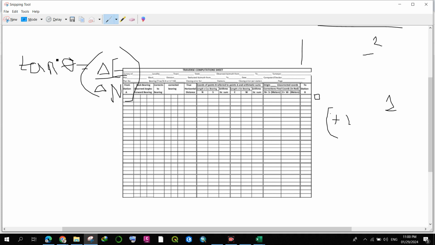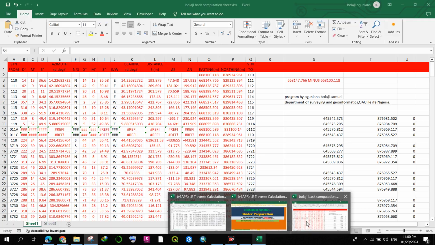Can someone check? Is it tan inverse? Oh no, it's tan theta. So when I want to check my theta now, it will then be tan inverse. Am I right? Good. So whatever you have now, you have to be very careful here. It's very tricky.